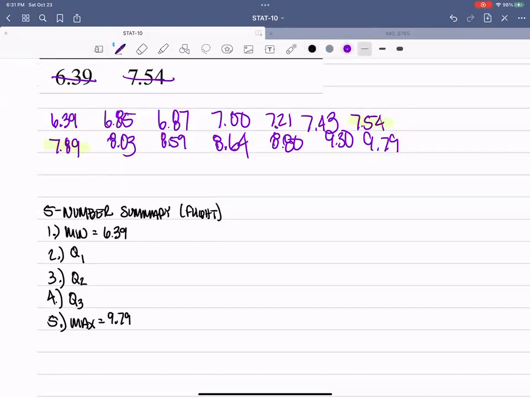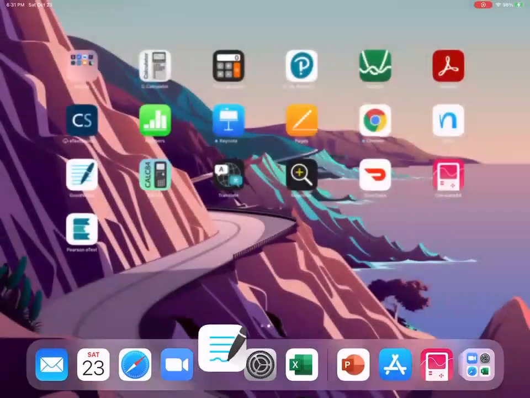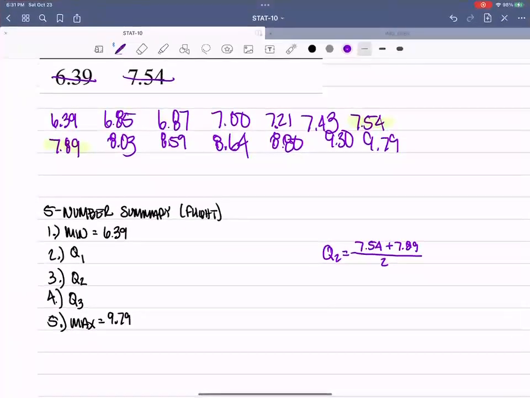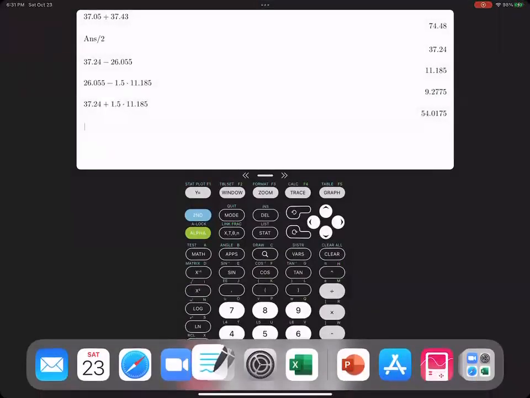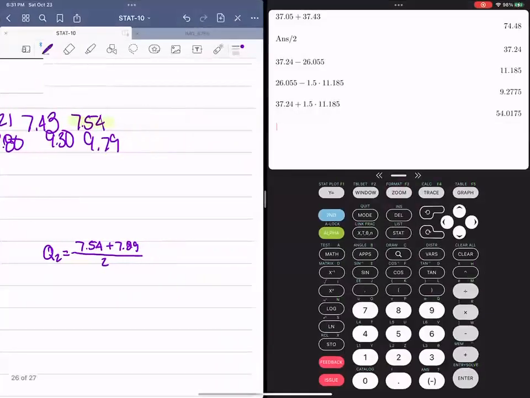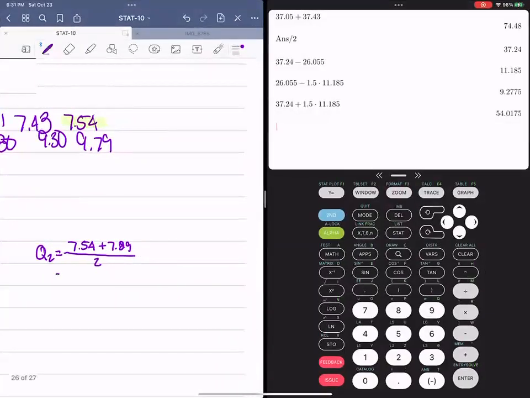So just so we could compute it over here, we have Q2 is equal to 7.54 plus 7.89, and we're dividing that value by 2. So again, what we're going to do is grab the calculator to calculate that number right there.